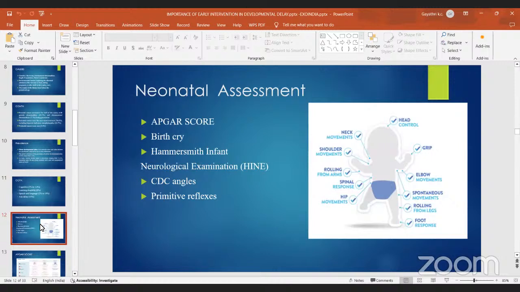Next, we can go on with the neonatal assessment. What is meant by neonatal assessment? As soon as the baby is born, we want to check. These are the important things we go on with. First is the APGAR score, which is very important for the baby's growth and development. Second is the birth cry. Next is the HINE scale, that is the Hammersmith Infant Neurological Examination scale. Next is the CDC angles. Next are the primitive reflexes. If the baby has any lag in the scores in this assessment, we can judge that the baby may have chances of developmental delay, CP or Down syndrome, depending on this.